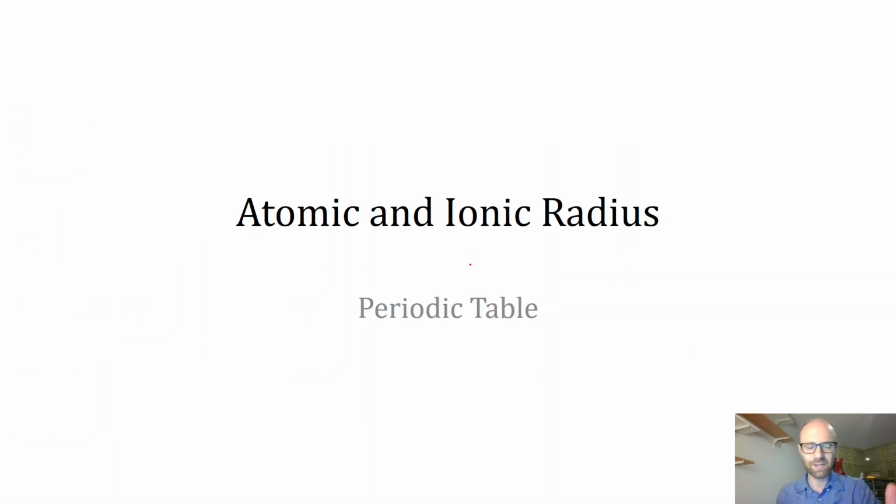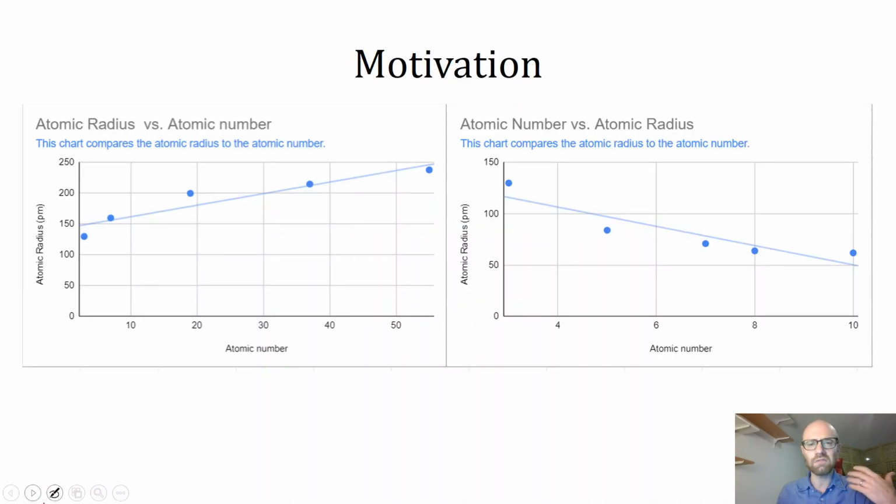Hi. Today we're going to talk about atomic and ionic radius, which are one of many fallouts of the structure of the periodic table as we know it today. Jumping right into it, one of the first things I want to talk about is something we've already talked about as a class. What we have here is one of the groups was kind enough to lend me their graphs.